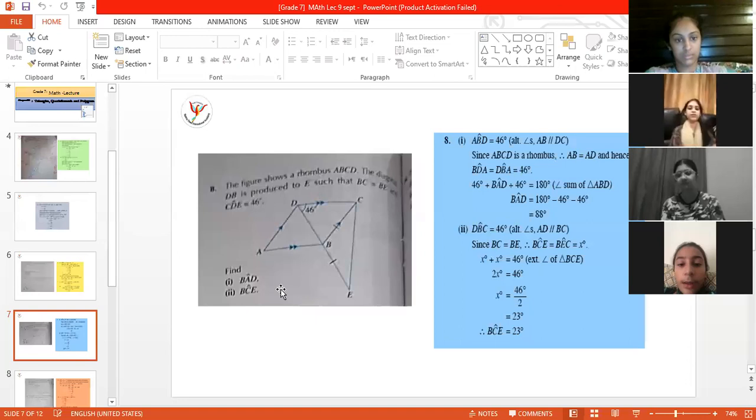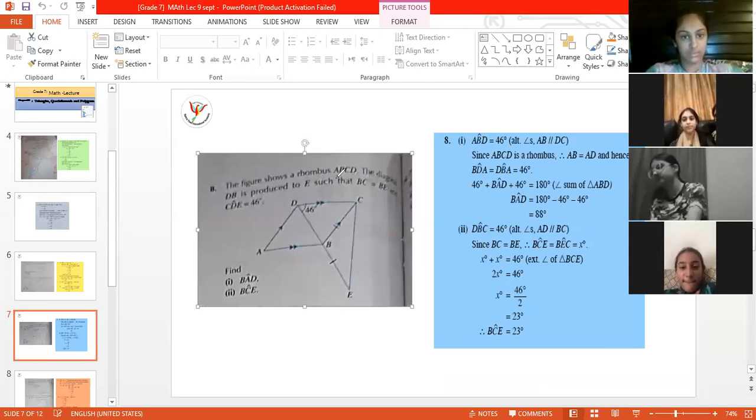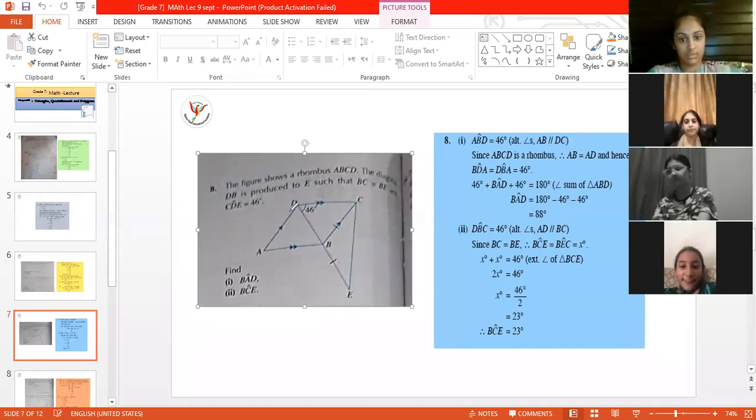Now come towards question number 8 on your book, page number 275. The figure shows a rhombus ABCD. The diagonal DB is produced to E. This is the diagonal which is produced to E, right?